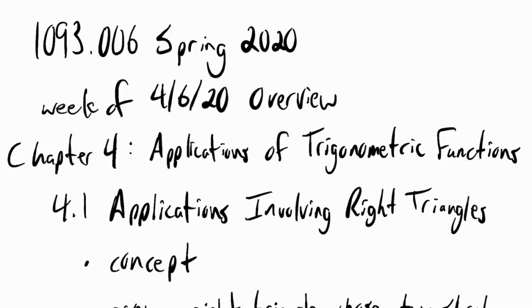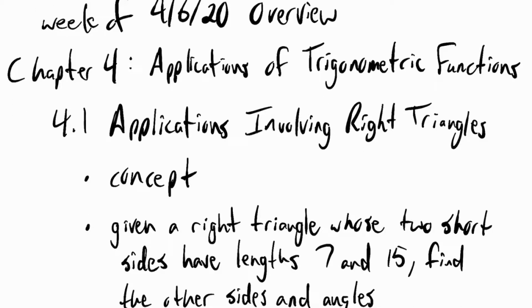So in this video, we'll have a brief overview of the beginning of Chapter 4 for the pre-calculus class. This is for the week of 4/6/20, really just the second half of the week. So Chapter 4 is on applications of trigonometric functions, and Section 1 is applications involving right triangles.